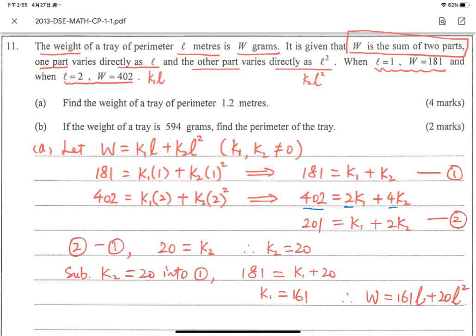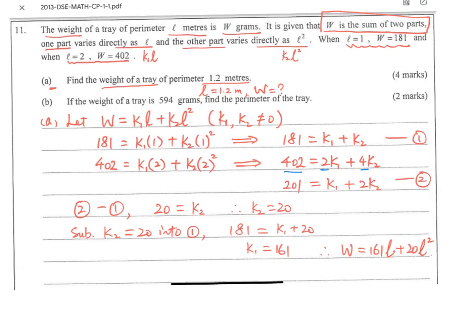But in part A, you are asked to find the weight of perimeter 1.2 meters. It means that when L equal to 1.2 meters, what is W? So you are asked to find W. Okay, so let me make it smaller. Let me zoom in, zoom out, zoom in.